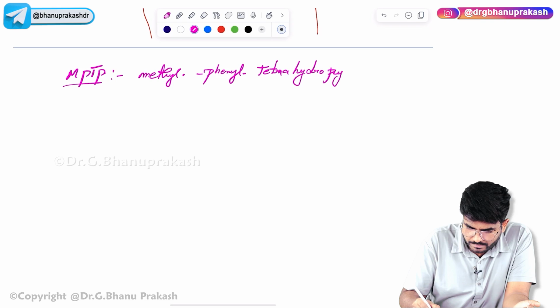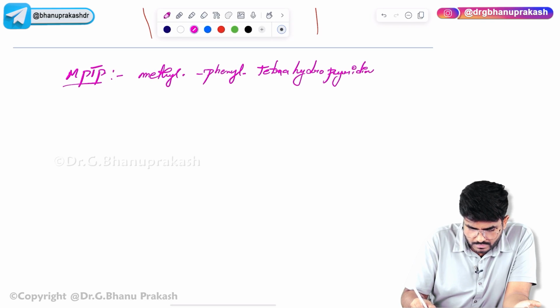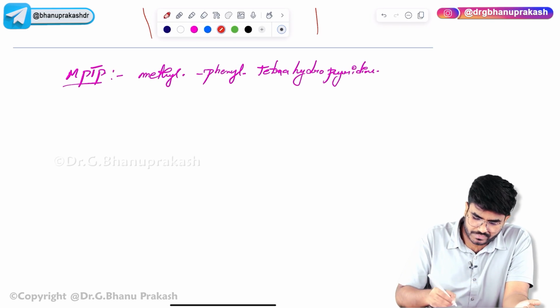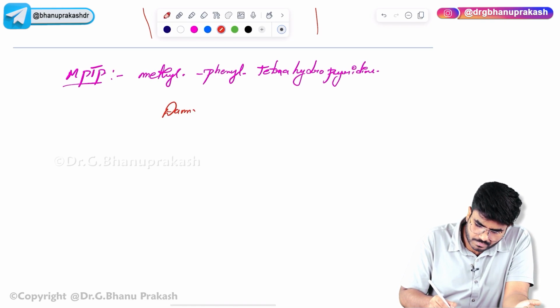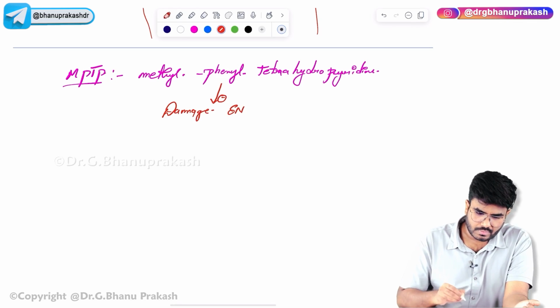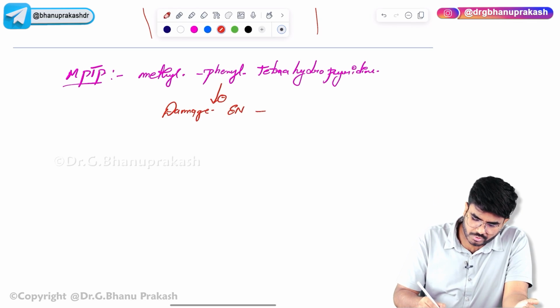Tetrahydropyridine. So methyl phenyl tetrahydropyridine. See, this chemical, once it enters into your body, is going to damage the substantia nigra. Once the substantia nigra is damaged, that's going to cause Parkinsonism.